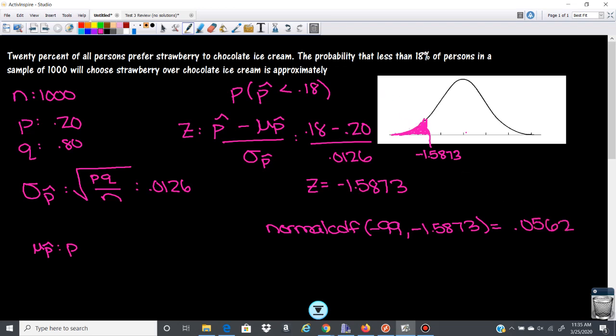Okay, so that is this area here. And what does that mean in context? So that is the probability that less than 18% of persons in a sample of 1,000 will choose strawberry over chocolate ice cream. This is the probability. So it is roughly between 5 and 6% probability that these people will prefer strawberry over chocolate.